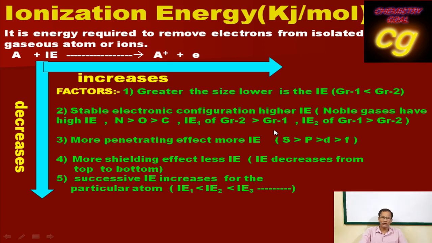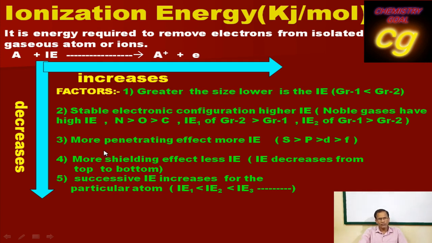But alternatively, the second ionization energy of group 1 is greater than group 2, because for the second ionization energy of group 1, it already has a stable configuration. That's why removing the electron requires more energy. So, a very important comparison: the first ionization energy of group 2 is greater than group 1 due to stable electron configuration, and the second ionization energy of group 1 is greater than group 2, also due to stable electron configuration.